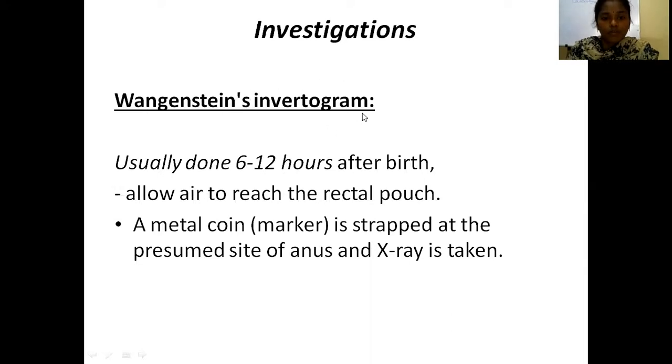This is the most important investigation, and it is also a question for you. Invertogram, that is Wangensteen's invertogram. This invertogram is nothing but an X-ray. It's a plain X-ray which is taken in an upside-down position. So as the name itself indicates, it is an inverted position, invertogram.